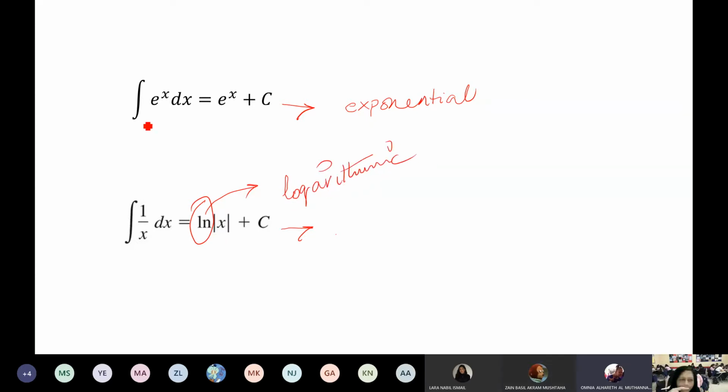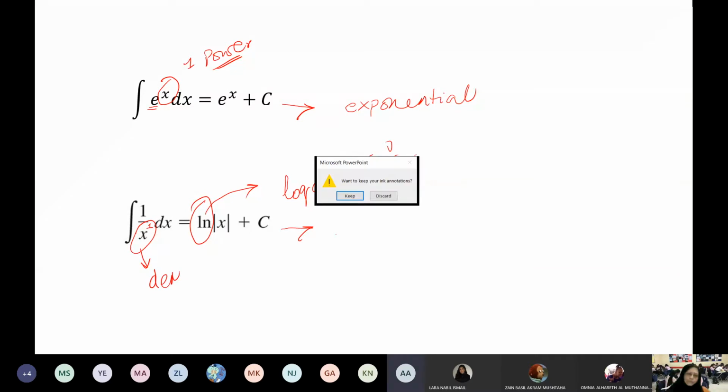What is important is that in the exponential function, x has exactly one power. And similarly here, x is in the denominator and x has only one power. So these are the important rules when we apply the exponential and the logarithmic rule. Any question regarding the direct method, girls? No, miss. Okay, so let's go.